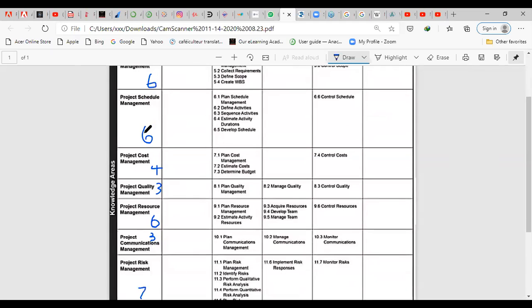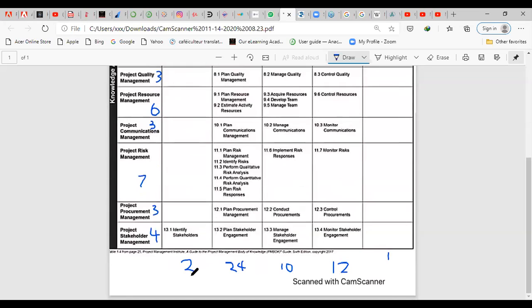So what you need to do is, first of all, memorize this like a telephone number: 224 10 12 1. The moment you have this there, you are talking about the process groups. So you know that in the initiating phase, there are only two processes. Then the next is 24. So planning is 24. Then execution, there are 10 processes. Monitoring and control, there are 12 processes. Closing, there's one process. And these processes are across the knowledge areas.